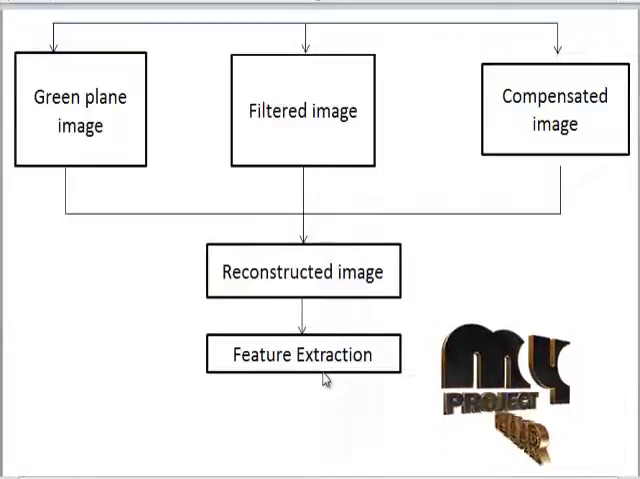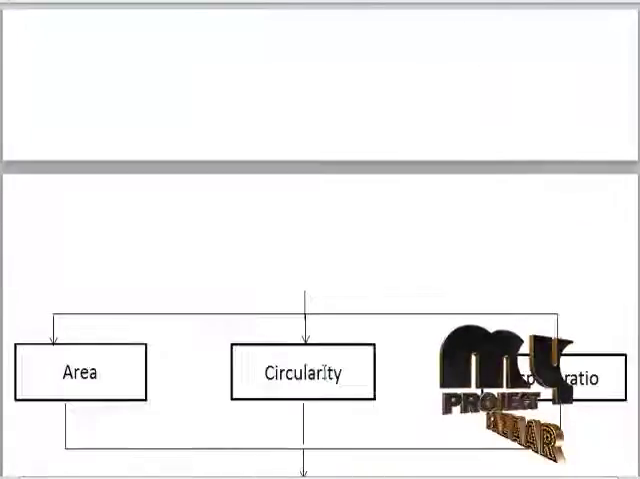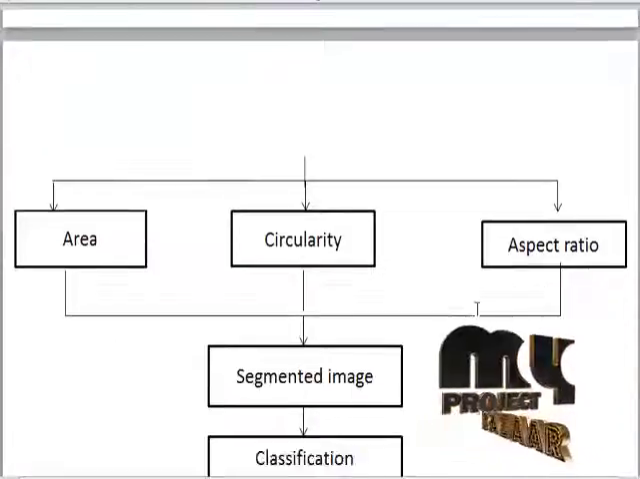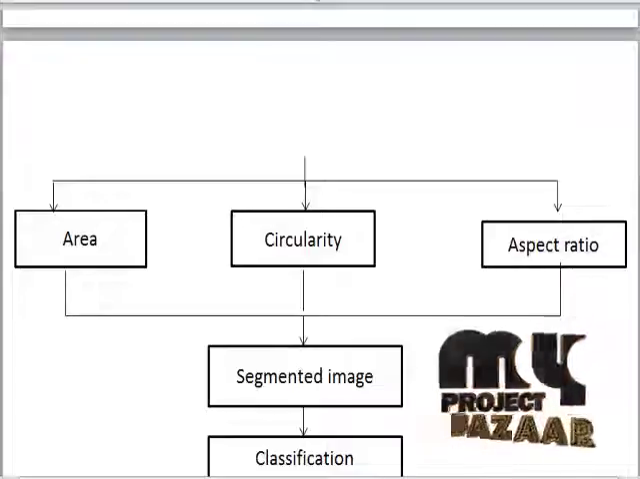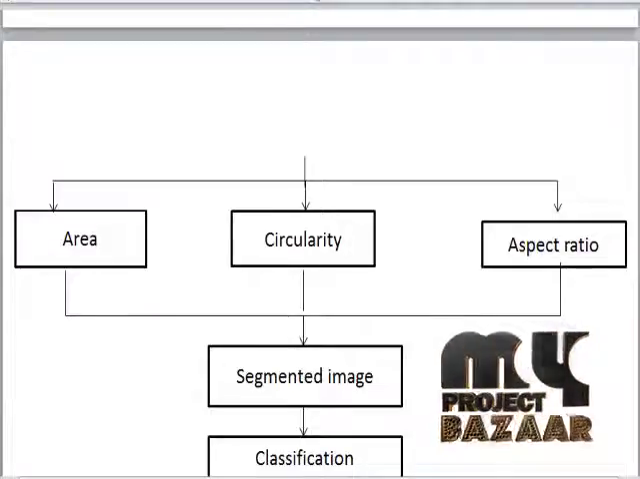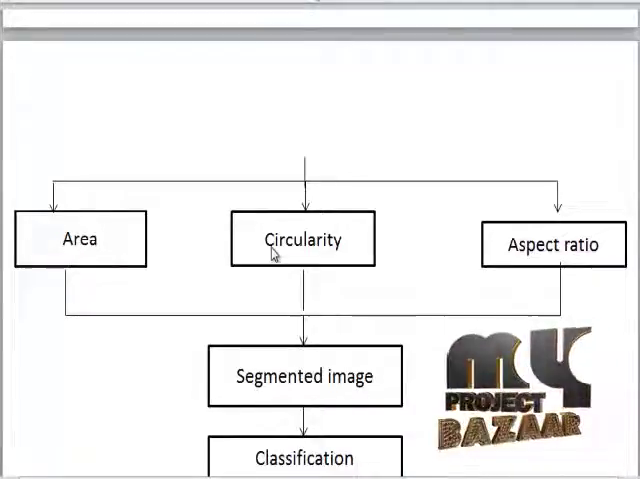Then feature extraction. Here we are calculating area, circularity and aspect ratio. After the reconstruction process, we will get the threshold image by optimizing the threshold value. Region growing is done based on image segmentation to partition the image. After that, the region growing image is obtained, and in the feature extraction, area, circularity and aspect ratio are calculated.